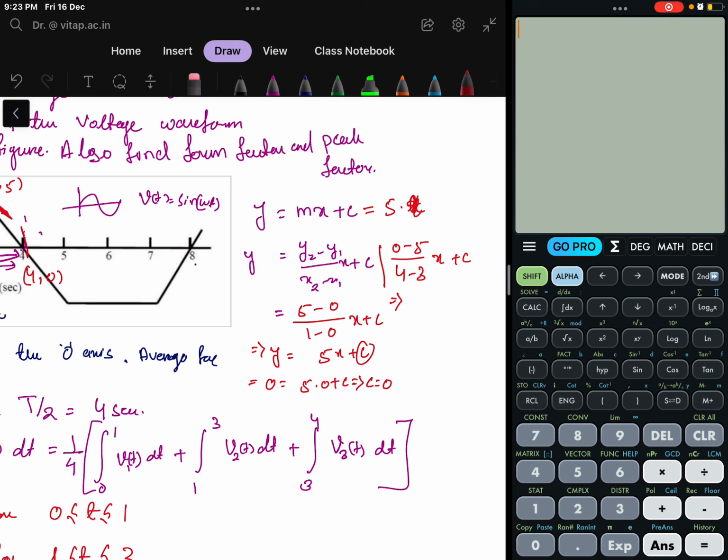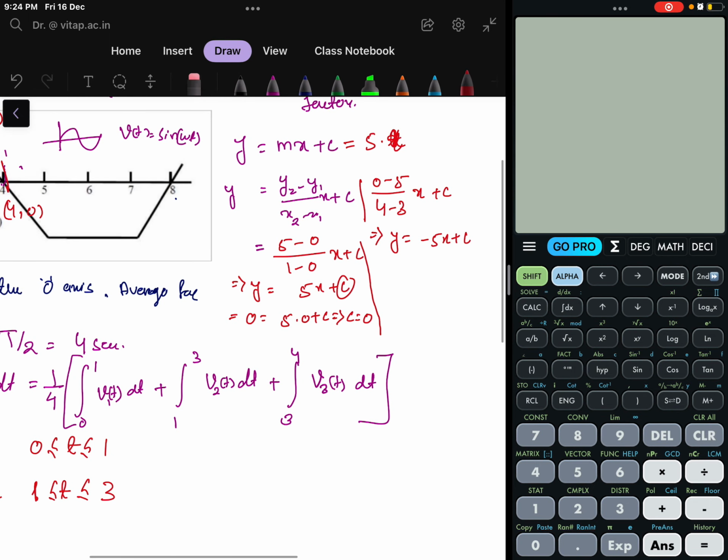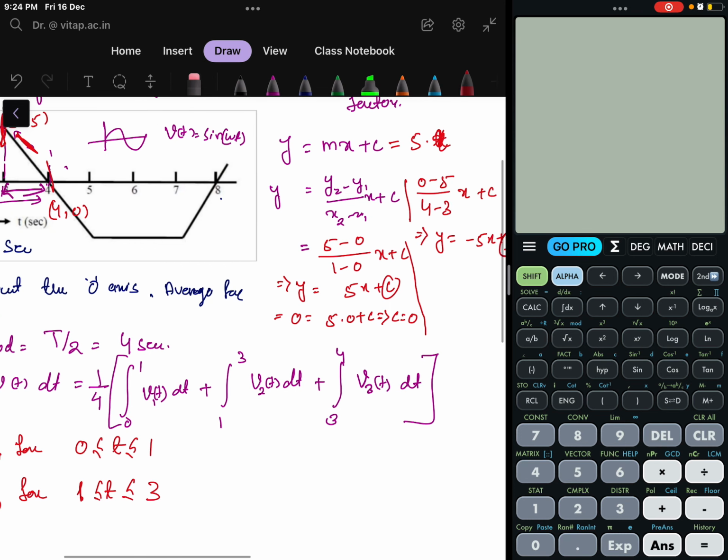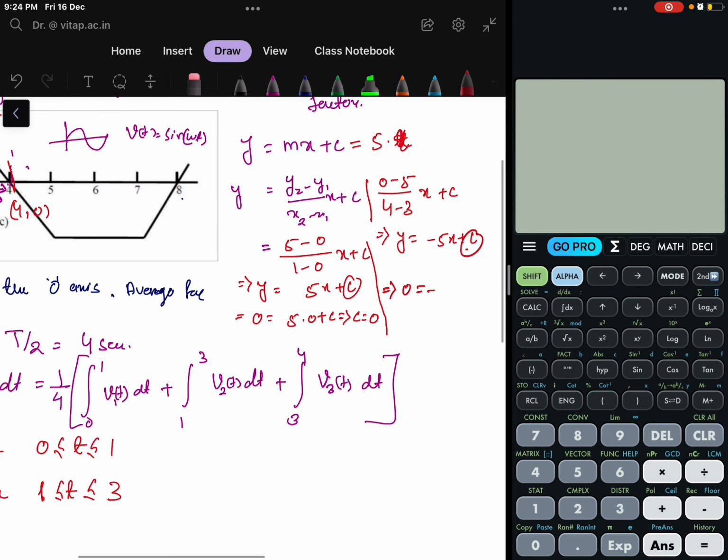So that implies y will be minus 5x plus c. I am doing it for the second one. Now how to get the value of c? We can put any point here. If we put the point 4 and 0, what can we write? 0 equals minus 5 into 4 plus c. So that implies c equals 20.